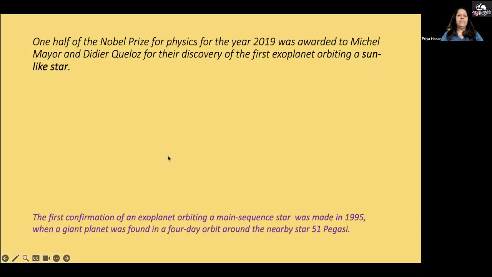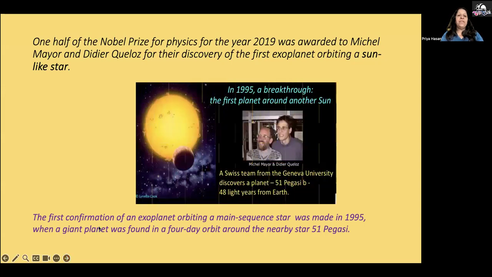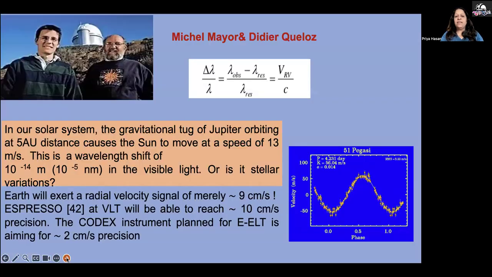Now, I hope you're aware that in the year 2019, the Nobel Prize was awarded to Michel Mayor and Didier Queloz for their discovery of the first exoplanet going around a sun-like star. This actually came way back in 1995, when they found this planet going around the star 51 Pegasi. And here is the Swiss team. They used a small telescope in Switzerland. You can see the telescope over here in the background.